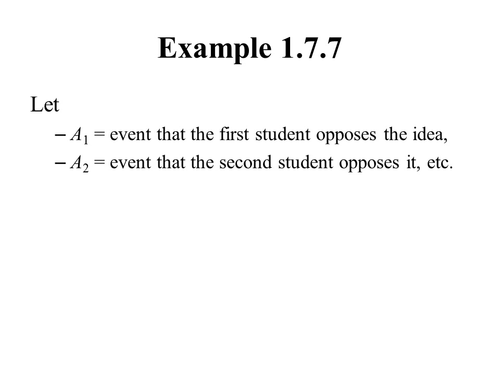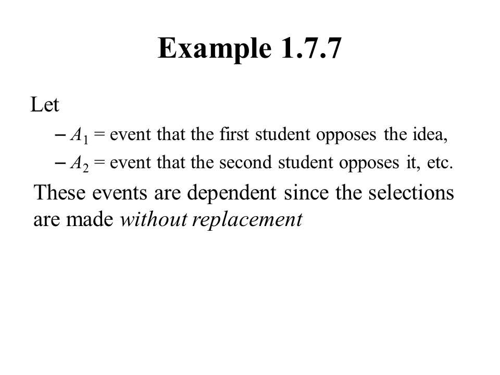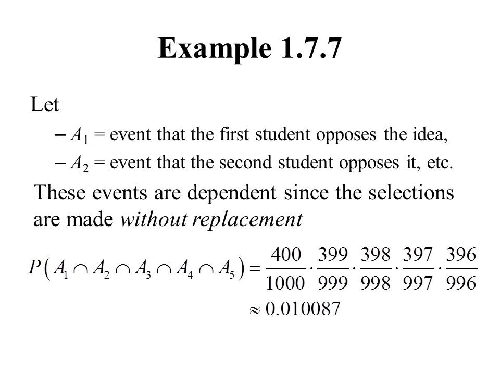Okay? So let's define some notation. Let A1 be the event that the first student opposes the idea, A2 the event that the second opposes it, A3, A4, A5 defined similarly. Now let's make an observation here. These events are dependent since the selections are made without replacement. Once we select that first student, we're not going to take the chance of selecting that student again, so that affects the probability that the second student supports the idea, which affects the third student, and so on and so forth. So these are dependent.